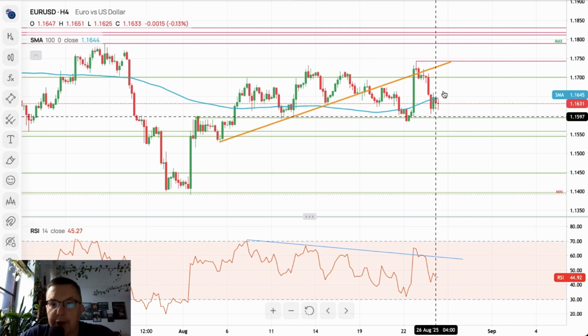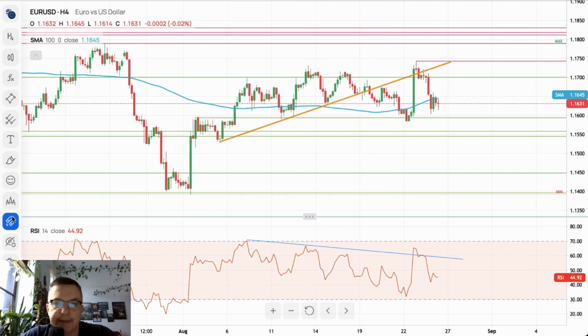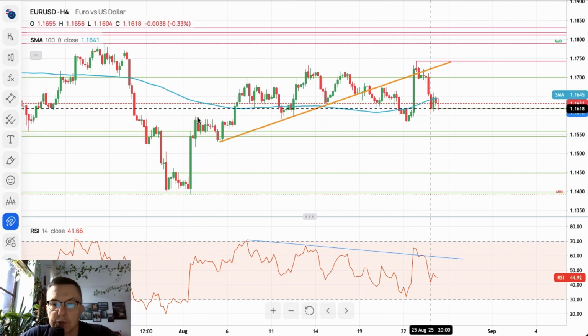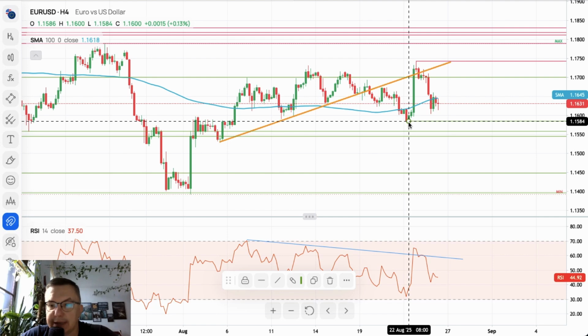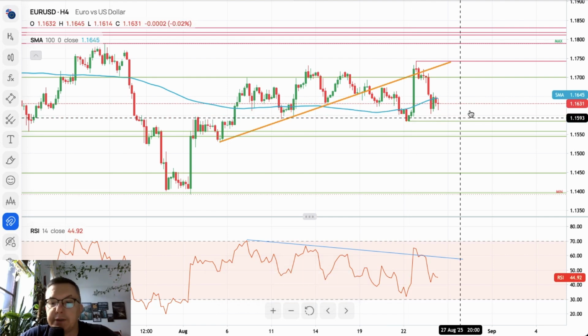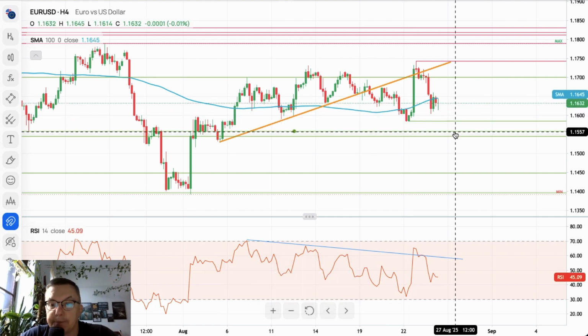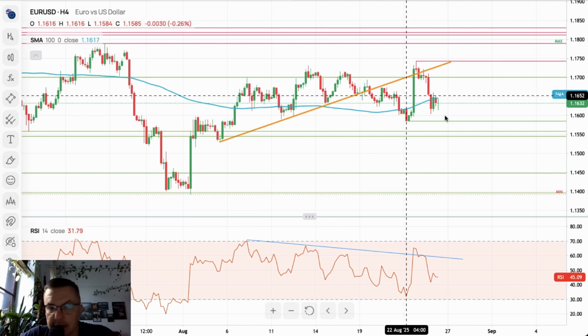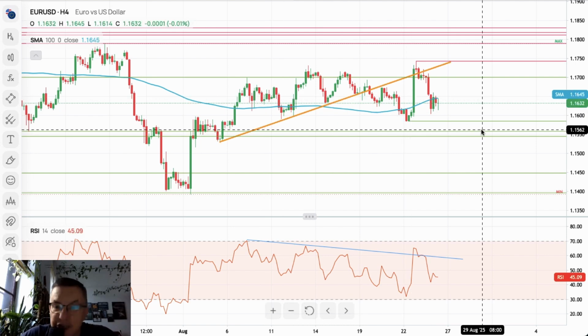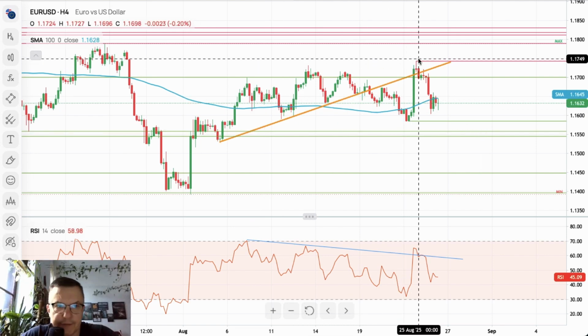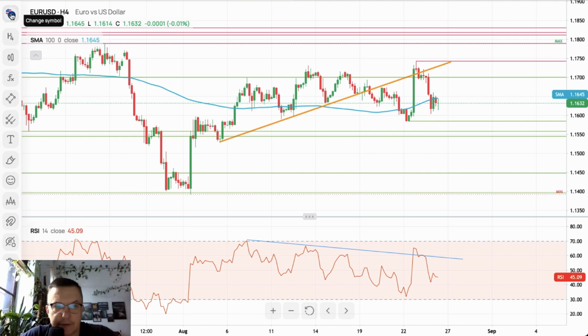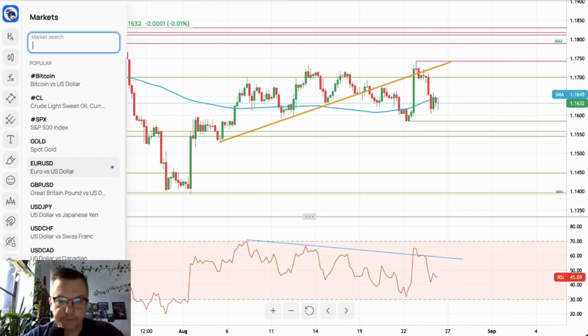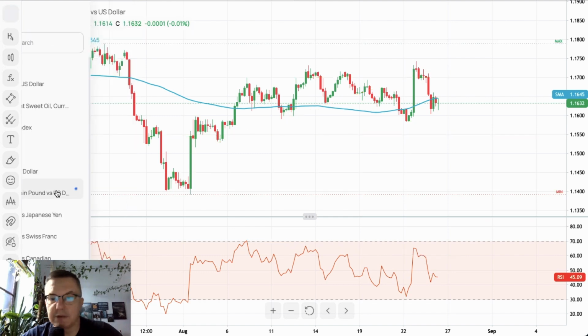Nearest technical support is located at 1.1593. Let me adjust this data to the recent one. So the local technical support 1.1580. The other technical supports are 1.1557, 1.1545. So the outlook on the euro dollar remains in range because of this recent failure to rally above 1.1745. So the euro dollar, nothing new. We're back to business as usual.